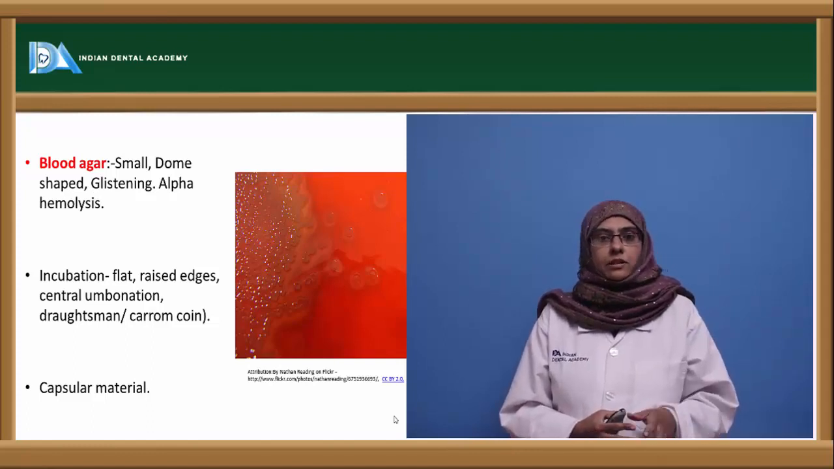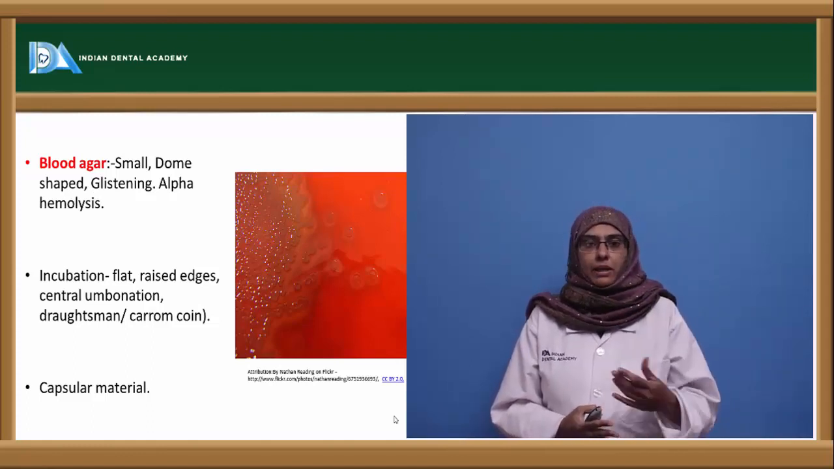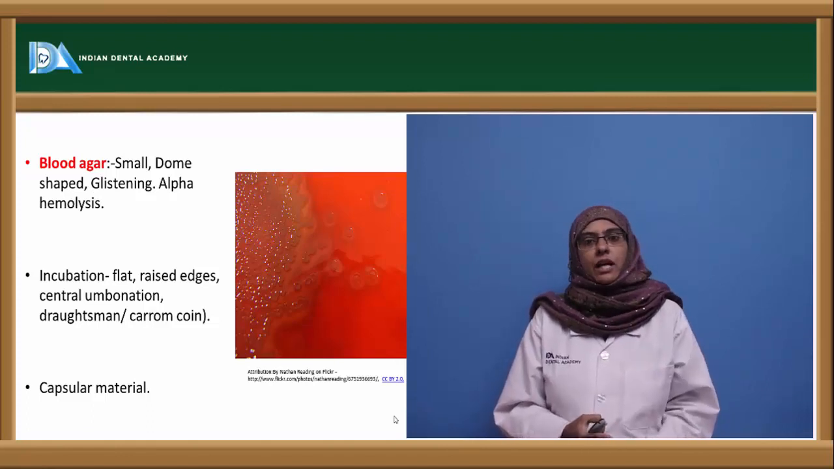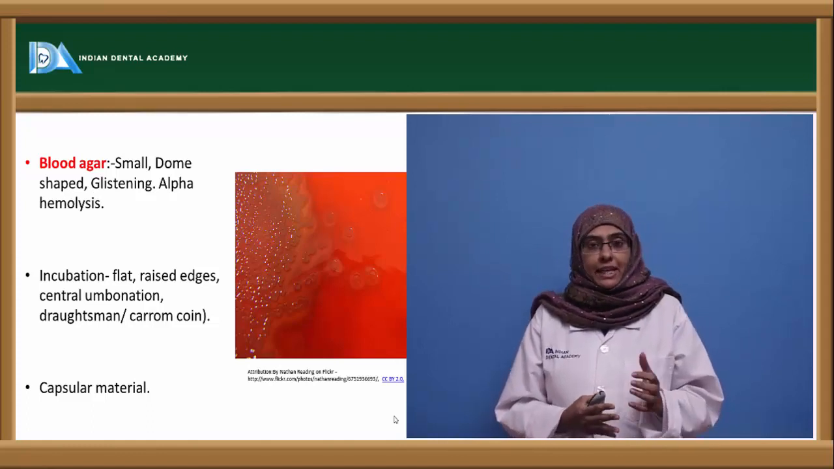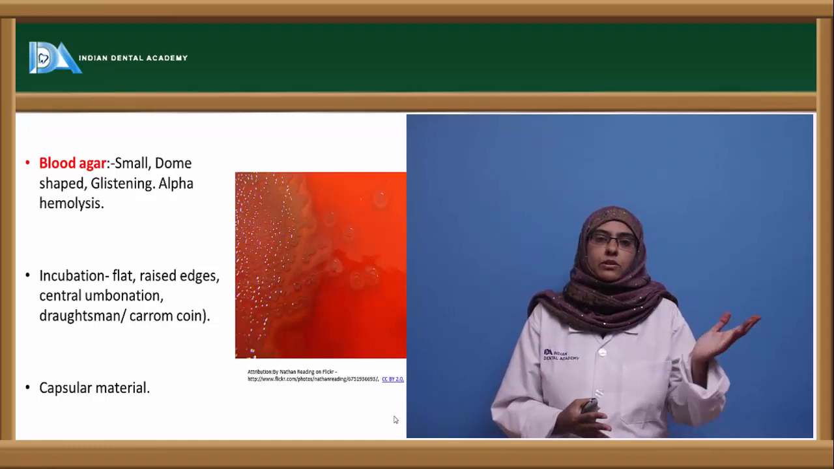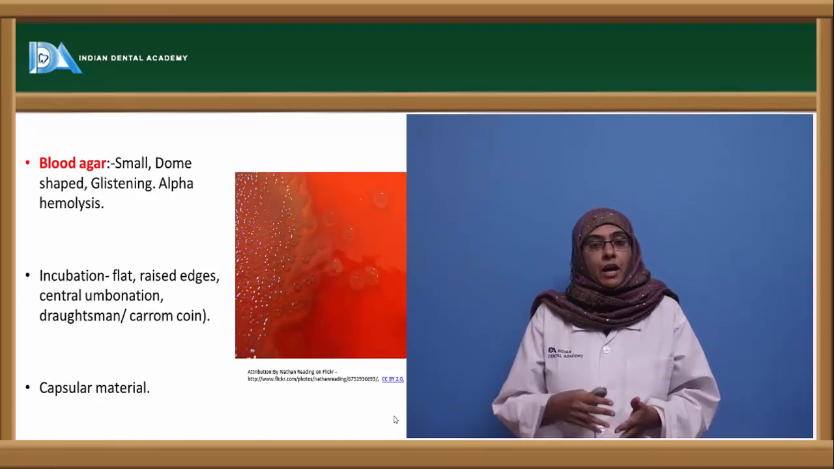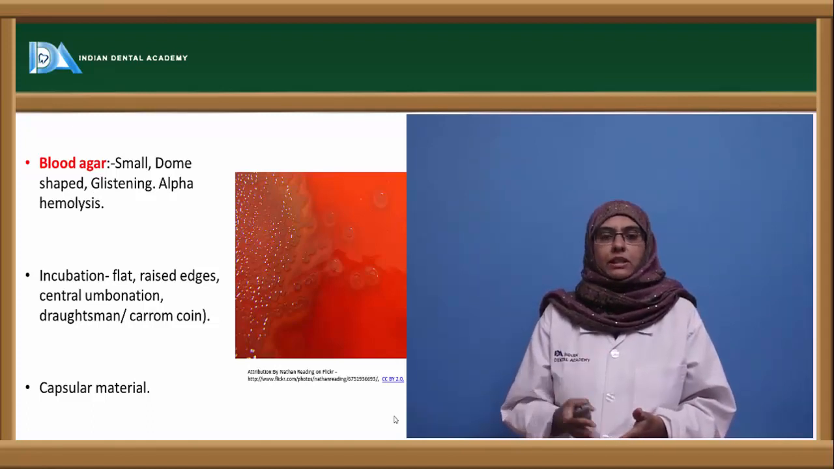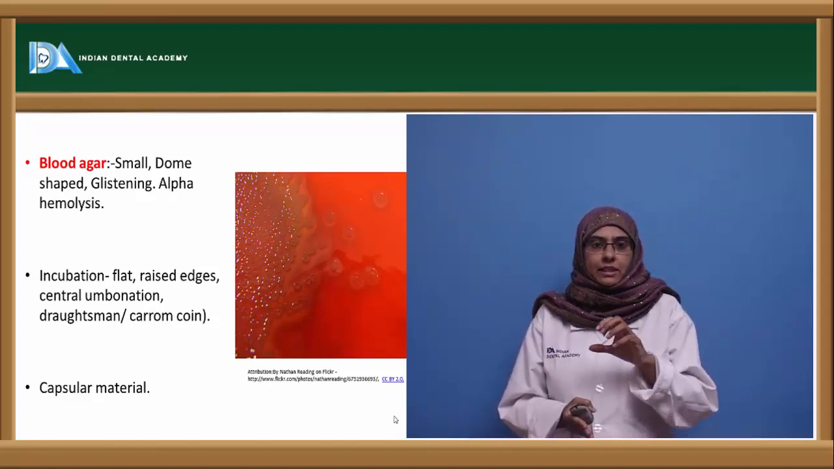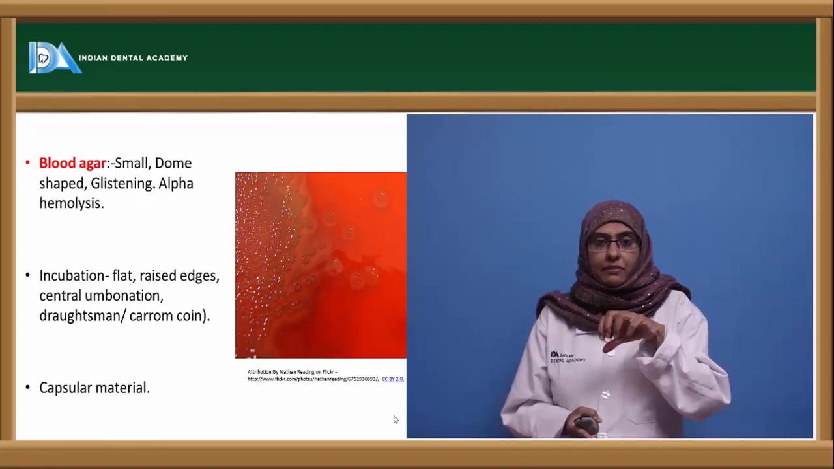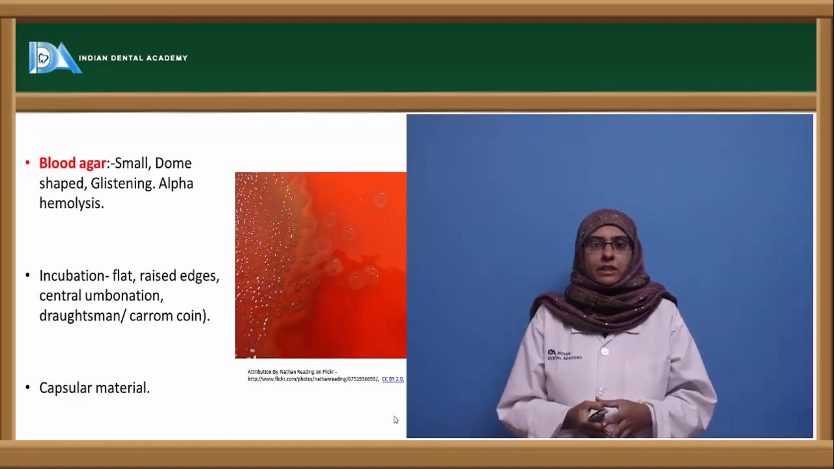Now coming to the media for the growth of this organism, the enriched medium used is blood agar. On blood agar, after growing for 24 hours, the colonies look small, dome-shaped and glistening, showing alpha hemolysis, similar to Streptococcus viridans, which shows partial hemolysis or a greenish discoloration on the media. On further incubation, the colonies look flat, with slightly raised edges, and show central umbilication. That is, we can see beautiful peripheral rings when viewed from the top, similar to a carrom coin or Draughtsman colonies.